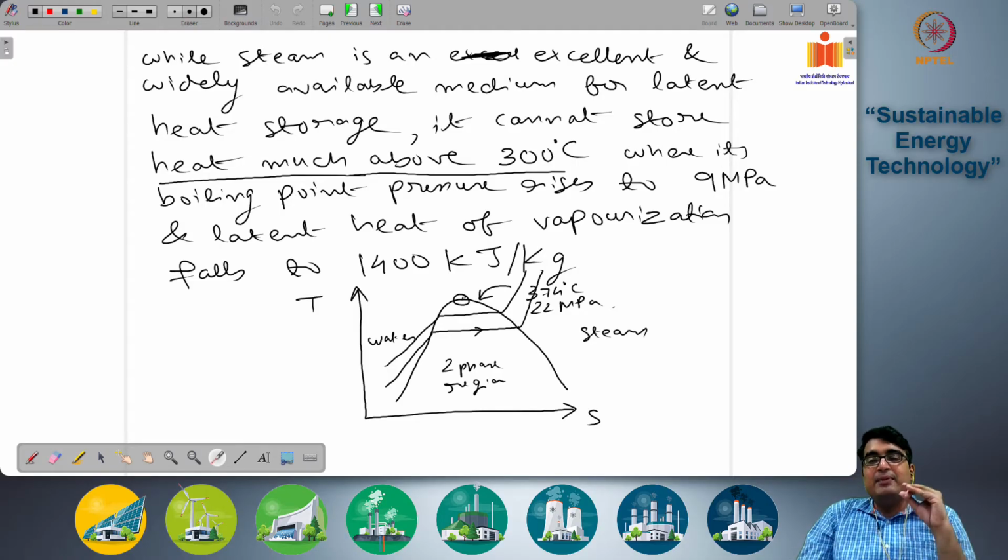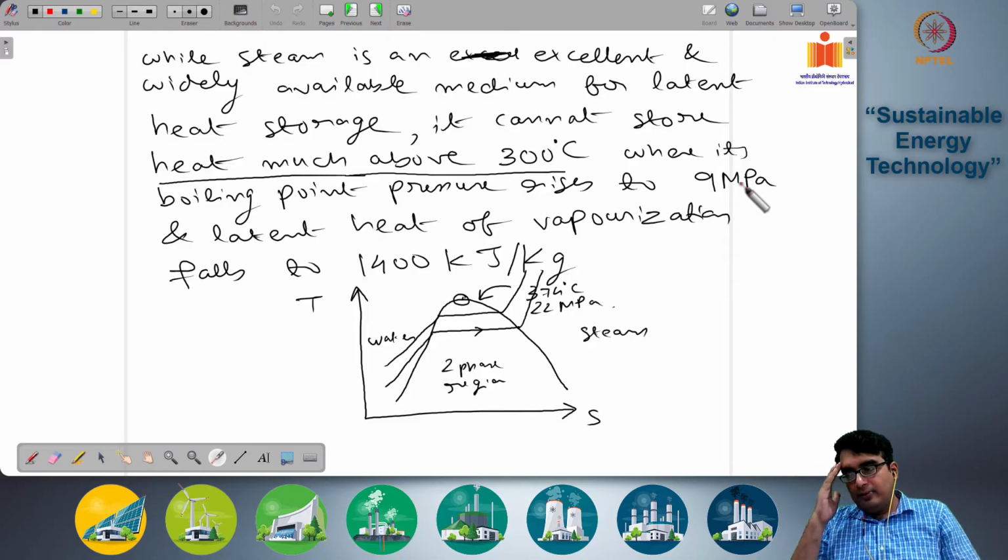Now, while steam is an excellent and widely available medium for latent heat storage, it cannot store heat much above 300 degrees centigrade, where its boiling point pressure rises to 9 megapascals. So remember, 1 atmosphere is 0.1 megapascals. Okay, so 9 megapascals is around 90 times that of the standard atmosphere. Okay, so this is 90 atmospheres almost.